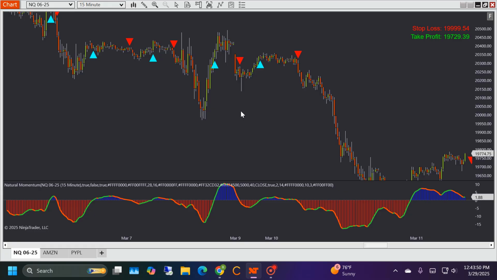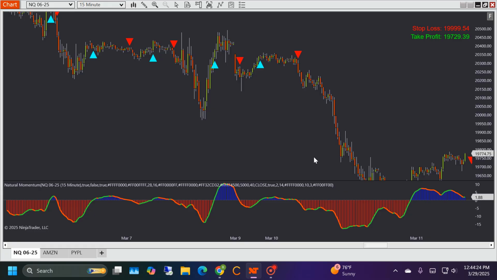In this video, we're going to go over the natural momentum indicator. I've got here the NQ 15-minute chart. And this is a great indicator, of course, as its name suggests, to find momentum in the markets. It's going to help identify trends and also the strength of the move, and help gauge how much more downside or upside a particular asset might have.